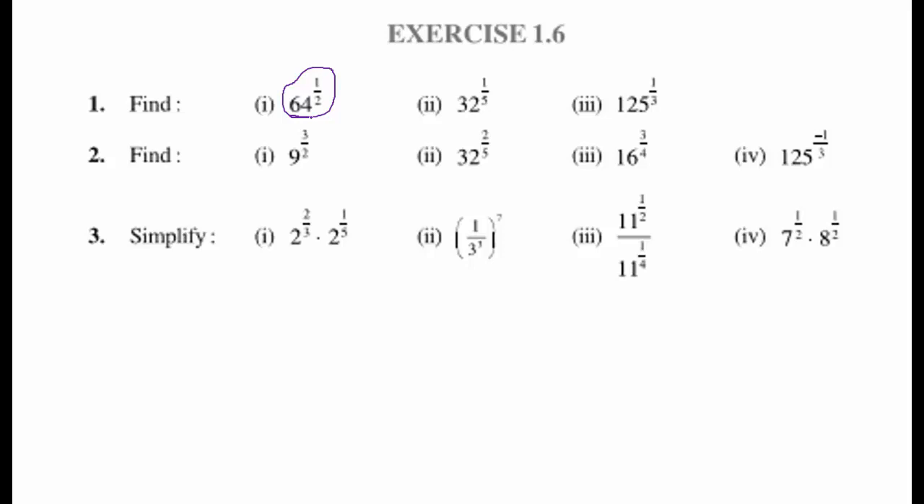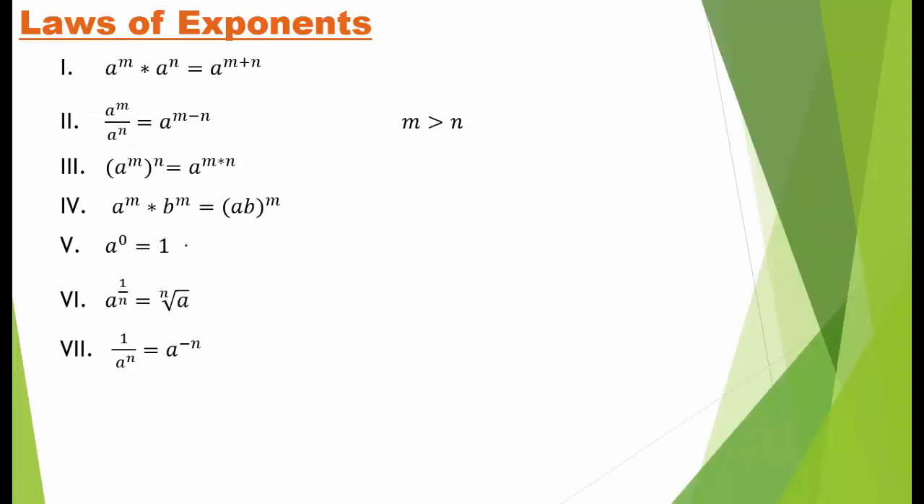This is one approach. And you can also write 64 as 8 raised to power 2, and by using this identity number 3, you will find 8 raised to power 2 into 1 by 2, and the powers will get multiplied. 2 into 1 by 2 means 1, and 8 raised to power 1 is 8.